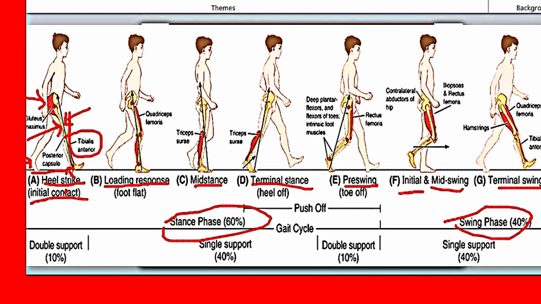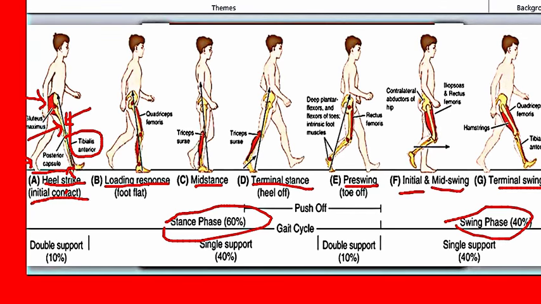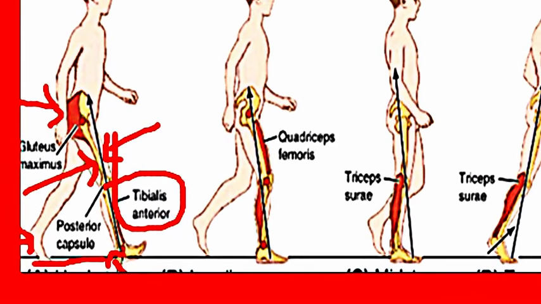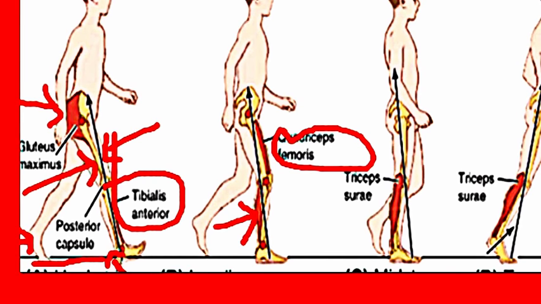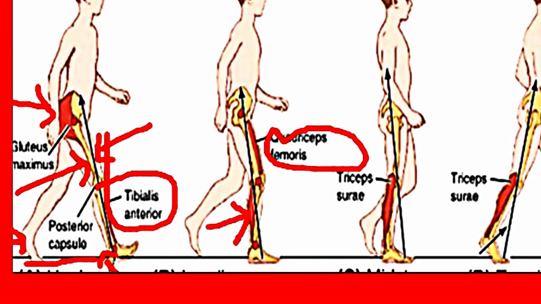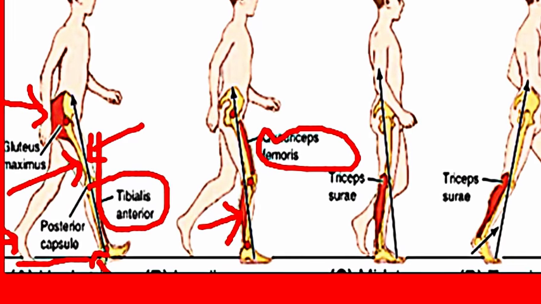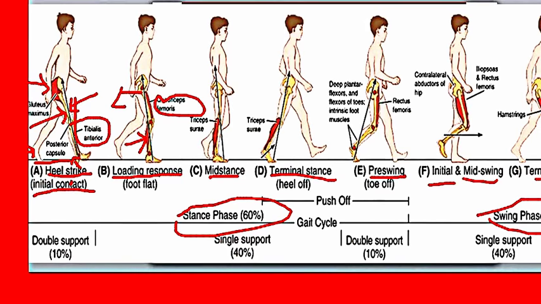Now in the loading response, what's going on is really interesting. You have the quadriceps femoris acting to eccentrically slow things down. However, the posterior tibial group is now beginning to transition to a group that's eccentrically slowing down that anterior tibial translation. Okay. Now you're looking at the mid stance.